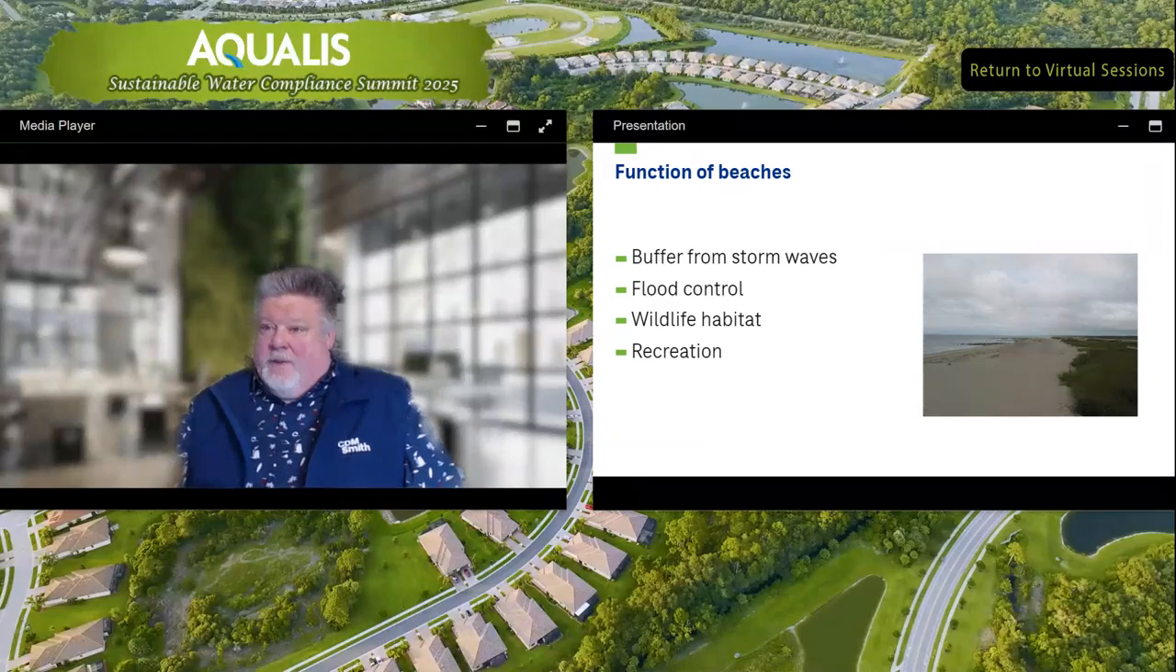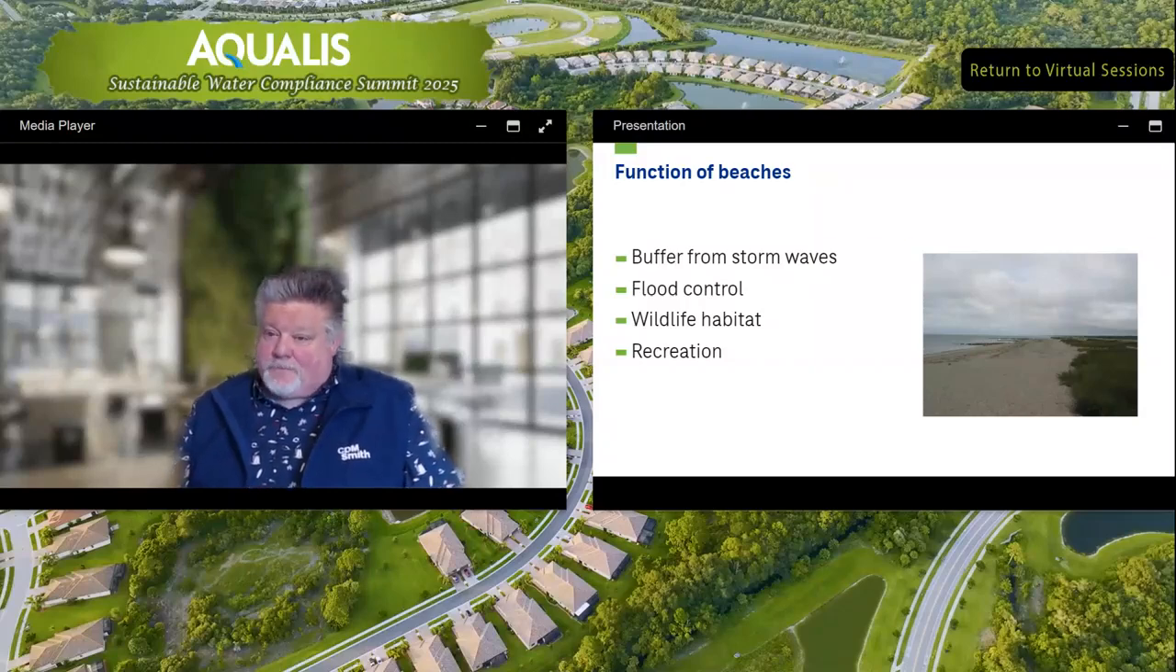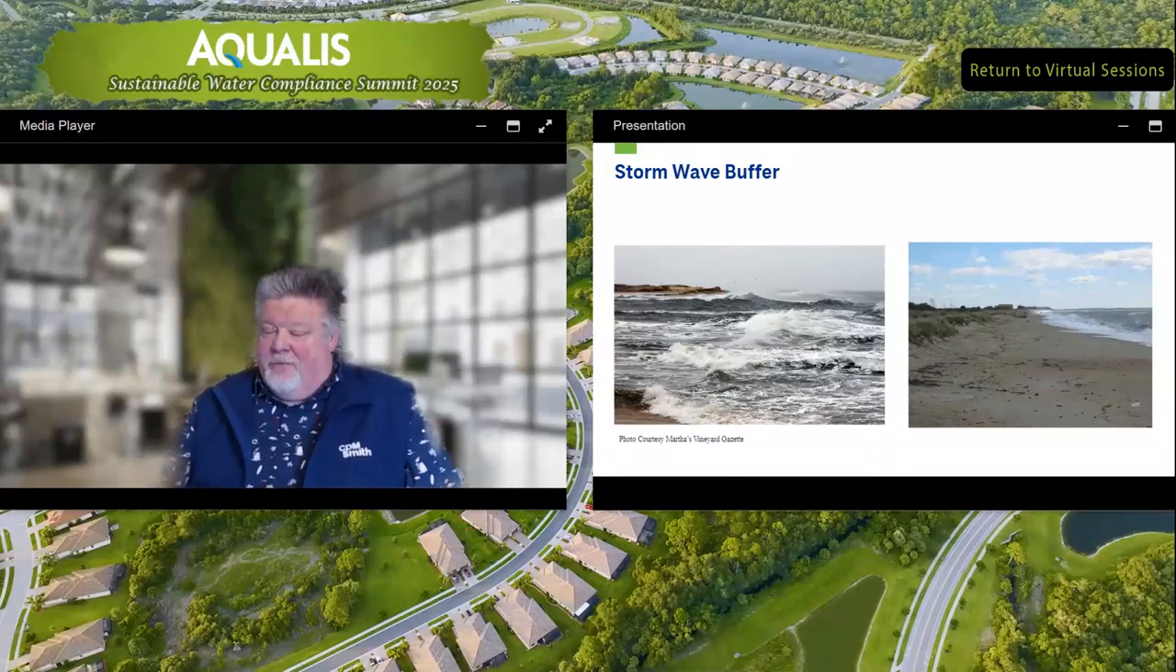So what are the functions of beaches? They tend to act as buffers from storm waves. They play a role in flood control. They are places for wildlife habitat. And as we've been talking, they're, of course, spaces for recreation. From a storm wave buffer perspective, there's something to understand with respect to waves themselves.